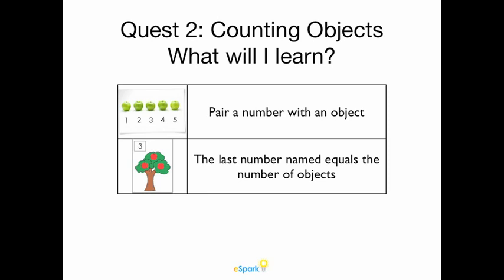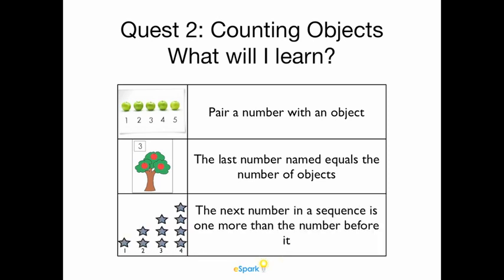Let's see if the number changes when we count the apples in a different order. Let's start in the middle. The middle apple is 1. The right apple is 2, and the left apple is 3. There are still 3 apples because 3 was the last number stated. It does not matter what order you count them in.